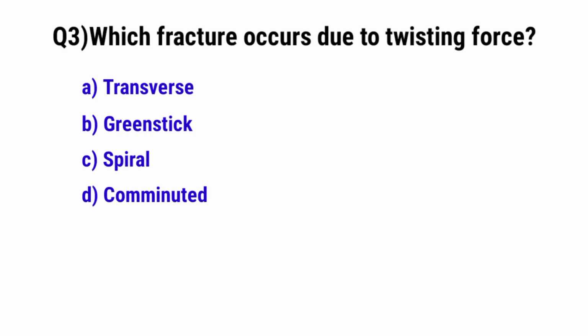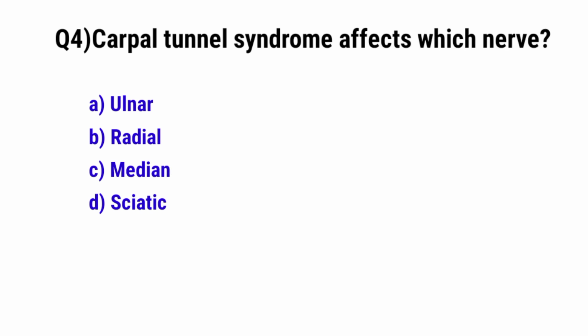Question number 3. Which fracture occurs due to the twisting force? The correct option is C. Spiral fracture. Question number 4. Carpal tunnel syndrome affects which nerve? The correct option is C. Median nerve.